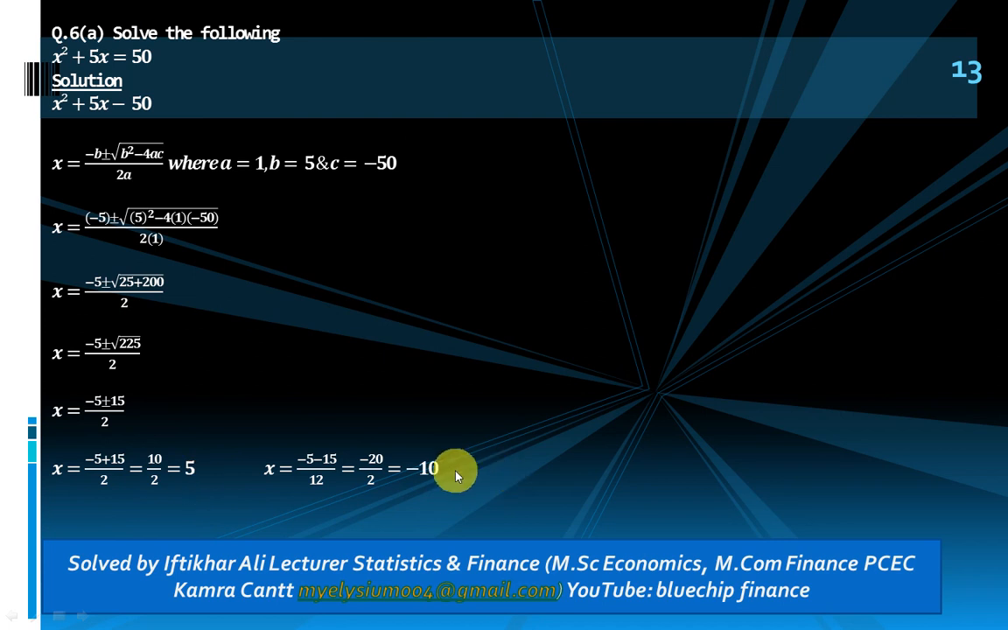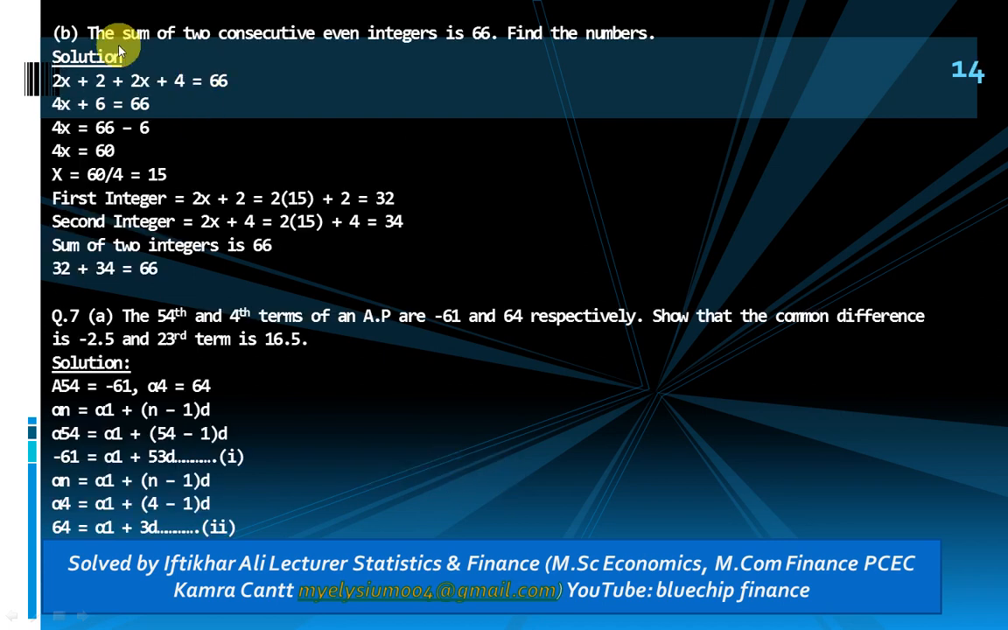Just put the values into the quadratic formula, and finally you can calculate x, that will be 5 and minus 10. Part B, the sum of two consecutive even integers is 66. Find the numbers. If we assume the first integer is 2x plus 2 and the second integer is 2x plus 4, and the result is equal to 66, so 2x plus 2x, 4x, plus 2 plus 4, 6, equals 66. Finally, x will be equal to 15.